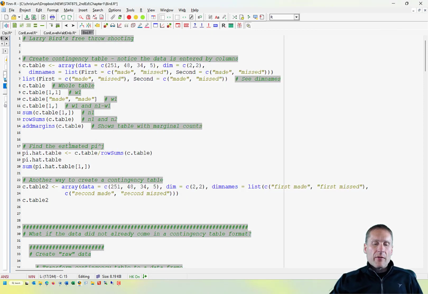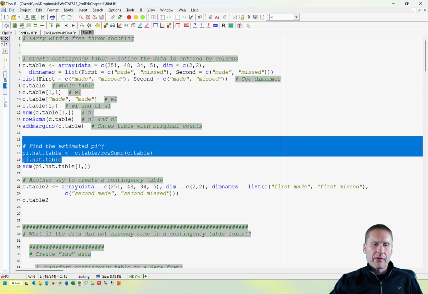Now, using that information, what I would like to be able to do is find, let's say, the estimated probability of a made second free throw given what happened on the first free throw attempt. So what I could do is take my c.table and actually divide it by those row sums, and put it in an object called pi.hat.table. Look what happens.